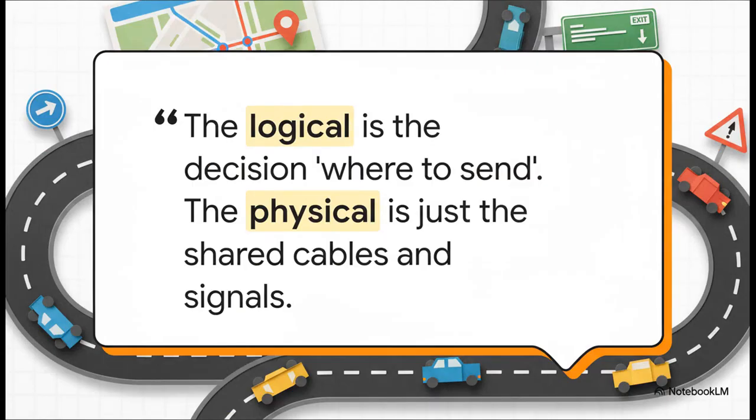And this quote just illustrates the point perfectly. Think of the internet as this one giant highway system. The physical part, that's the asphalt itself. Everyone shares it, everyone drives on it. The logical part is the road signs, the GPS directions, the addresses that make sure your car gets to the right house instead of ending up in someone else's driveway.